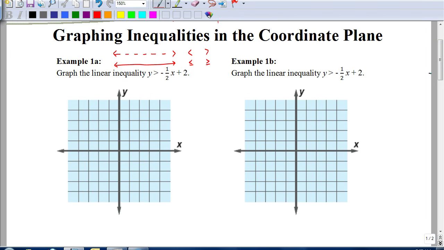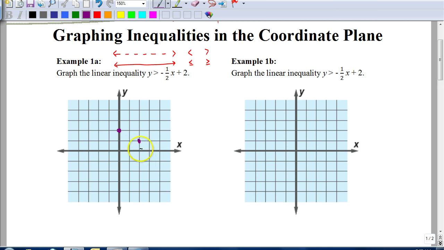It says y is greater than negative 1/2 x plus 2. So I start by graphing my y-intercept. The y-intercept is a positive 2. My slope is negative 1/2, meaning, remember, if your slope is negative, it means you go down. If it's positive, you go up. And we always go to the right, so I'm going to go down 1 unit and to the right 2. So I go down 1 and to the right 2.